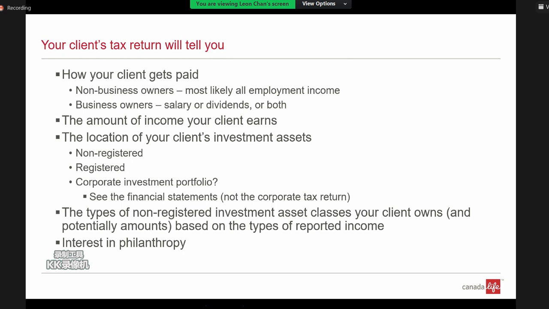It also allows you to understand the amount of income your client earns, the location of your client's investment incomes, whether it be non-registered, registered, or even if they have a corporate investment portfolio. I'd say that for the corporate investment portfolio, really looking at the financial statements and not really the tax return there. Types of non-registered investment asset classes your client owns, and potentially amounts based on types of reported income, as well as potentially whether or not they have an interest in charitable donations there, right?